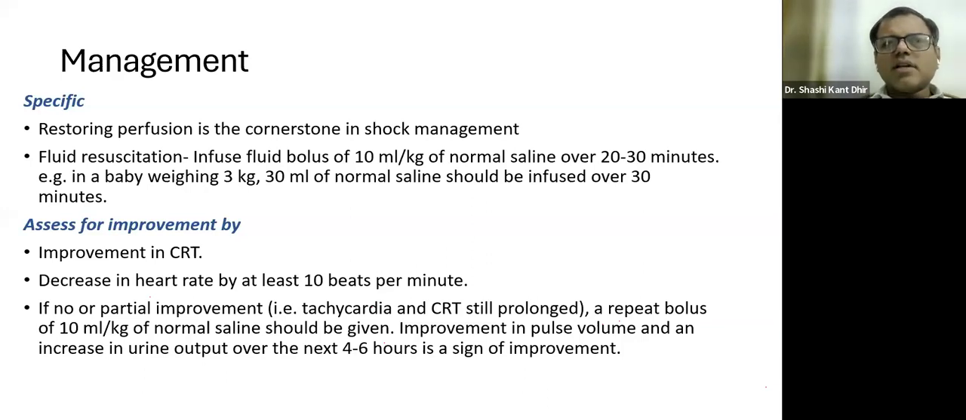If there is still tachycardia, if the CRT is still prolonged and liver is not enlarged, then we have to give a repeat bolus, right? If the pulse volume is now better and if there is better urine output in next 4 to 6 hours, then it is a good sign. That means our baby is responding. So the first thing is decrease in heart rate, which we can directly see on monitor. The CRT, we have to touch the baby, but this is also very commonly visible, very commonly elicitable.